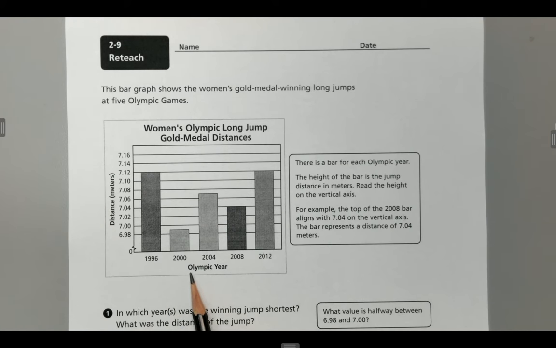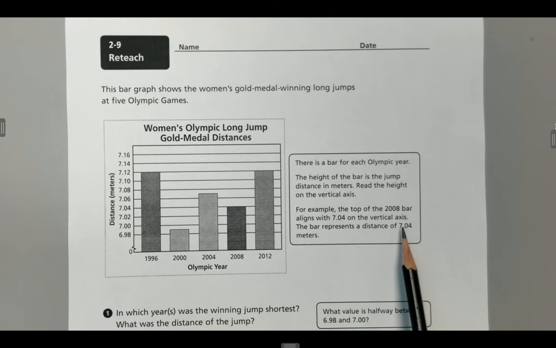The x-axis shows us the time dimension, in this case the Olympic year. Olympic Games happening every 4 years. And then across the y-axis, we've got the distance measured in meters. I'm going to infer that this is a running long jump, not a standing long jump, just based on what I know about the actual distances here.